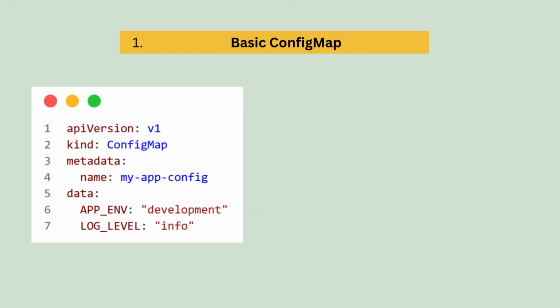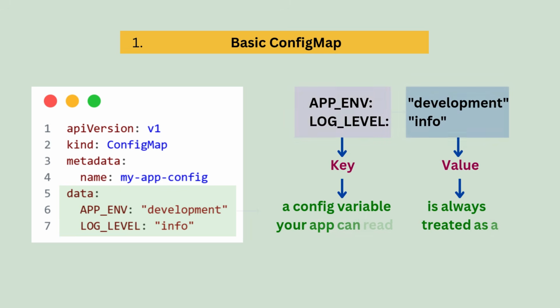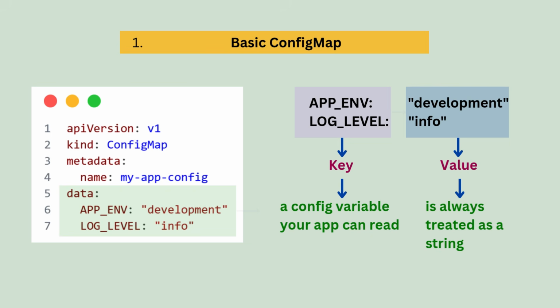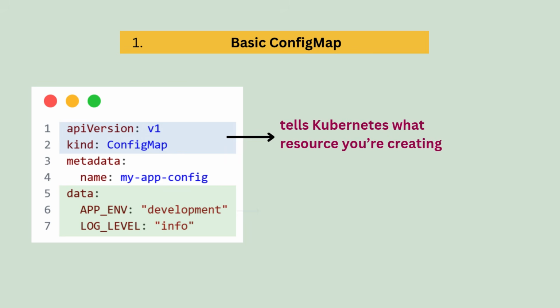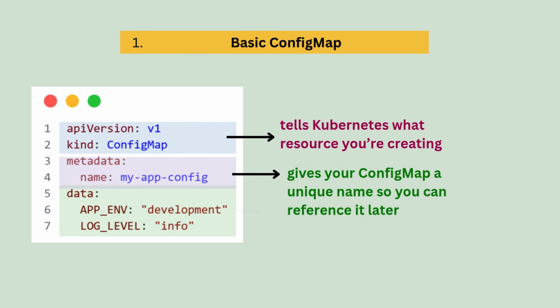The first one is with the YAML file. So this is our YAML structure. The main thing here is the data section. That's where you actually define your application's configuration in simple key value pairs. Each key represents a config variable your application can read, and the value is always treated as a string, no matter what you put in there. The rest of the YAML is standard. API version and kind tells Kubernetes what resource you are creating, and metadata name just gives your config map a unique name so you can reference it later.